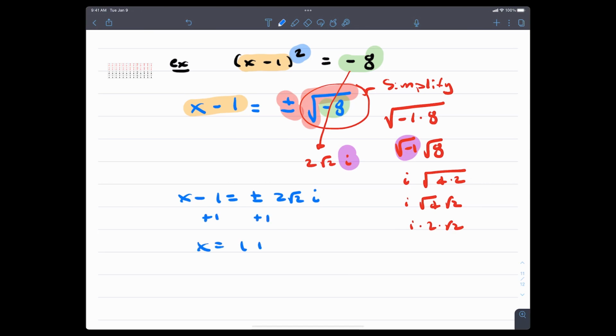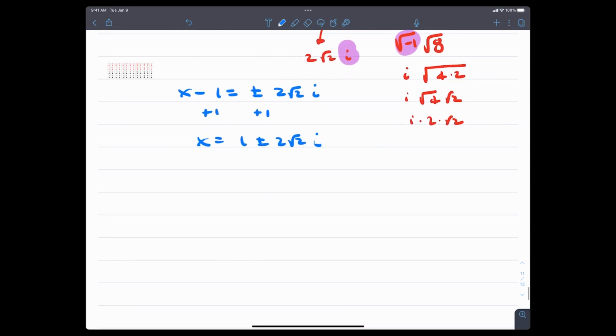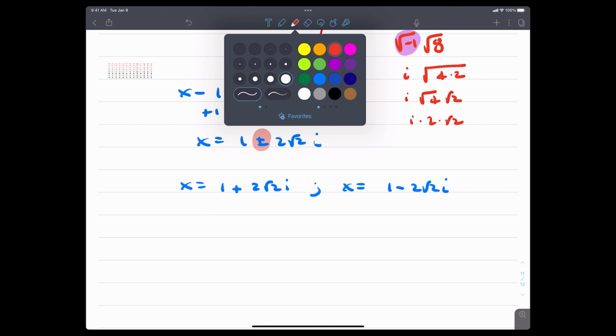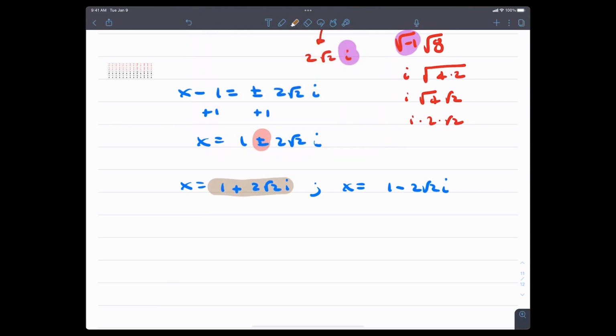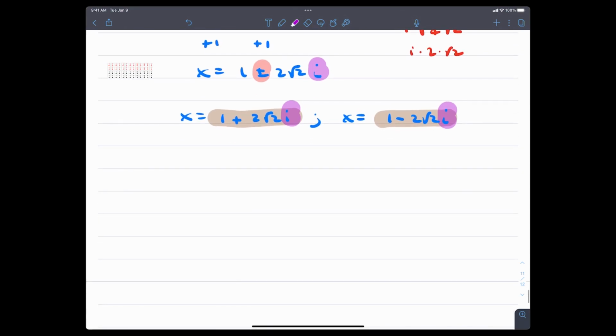X becomes 1 plus or minus 2 square root of 2i. So we're at that point where we have to know what this plus or minus means, right? That's part of the course. 1 plus 2 square root of 2i. What's the other one? 1 minus 2 square root of 2i. So you have 2. What kind of solutions are these? Do you guys know? They're complex what? Conjugates. Outstanding. So these are the 2 solutions.